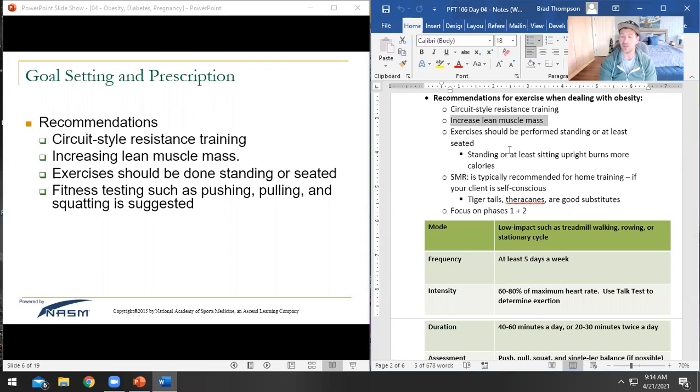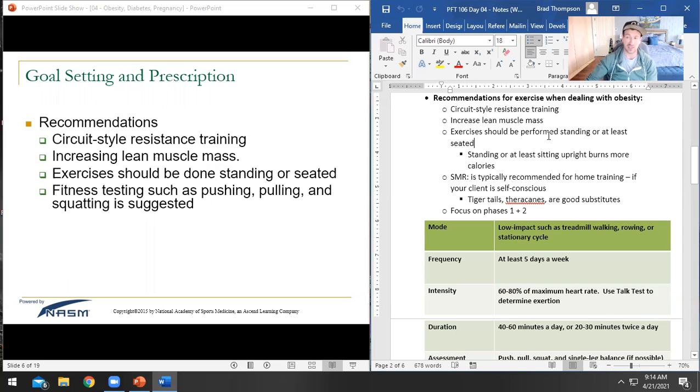Right, that's awesome. So we love increased lean mass in terms of managing obesity. We also are going to generally consider that we are performing exercises in a standing or at least a seated position, for 2 reasons here. Number one, like I mentioned, you don't want to have to take your client down to the ground and get them back up, and down to the ground and back up, right? That can be painful, exhausting, and irritating. But if we focus more on standing exercises, that actually is going to burn more energy.